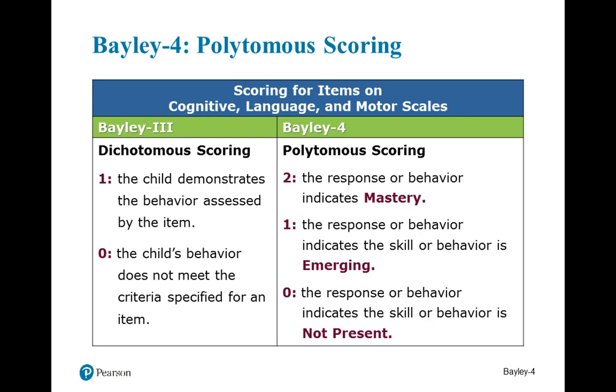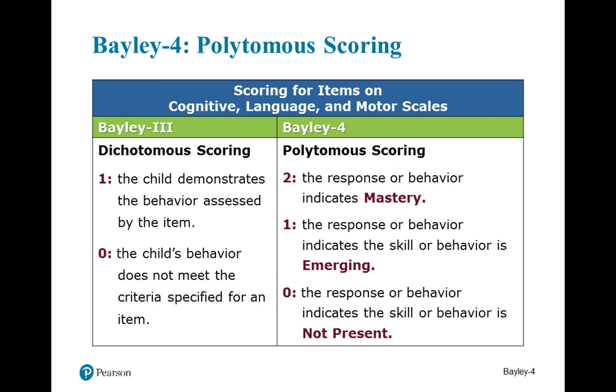Now, one big change that you're going to notice with this version is the polytomous scoring. The Bayley-III had a dichotomous scoring approach where basically if the skill is not performed, then a score of 0 is given. If the behavior or the skill is demonstrated, they get a score of 1. Now you're going to have this polytomous scoring approach where you're going to be evaluating the child's performance based on a level of performance. So if the skill is not present at all, you're going to give a score of 0 for that item.